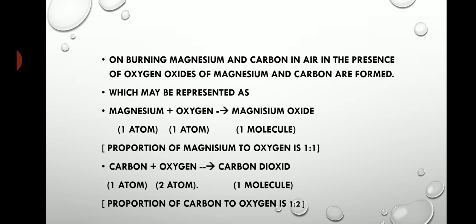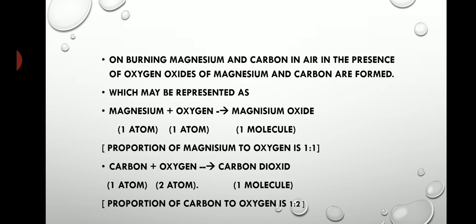How many atoms of magnesium combined here? One atom. How many atoms of oxygen? One atom. One atom of both combined, and the compound which is formed is called magnesium oxide, or you can say it is one molecule of magnesium oxide. What is a molecule now? When two or more atoms combine, it forms a molecule, as you can see in this example.